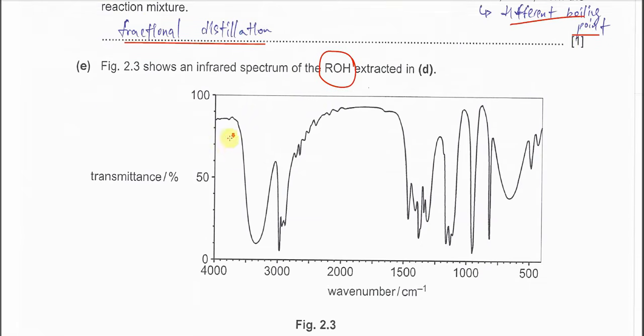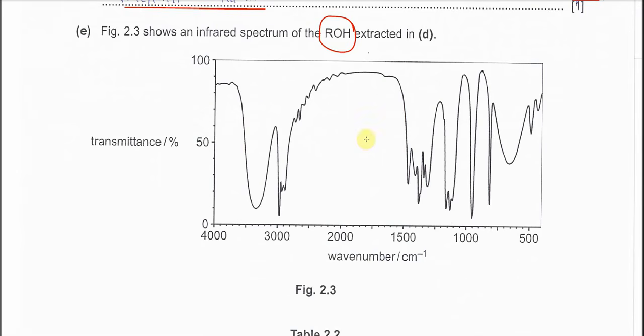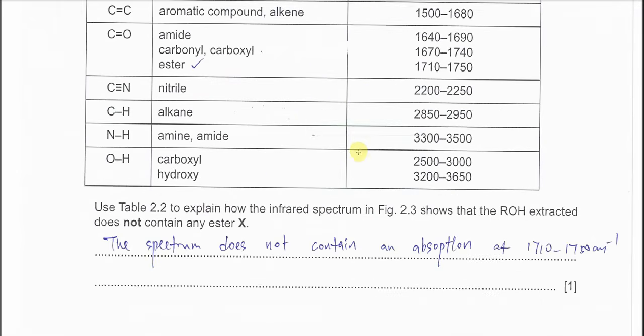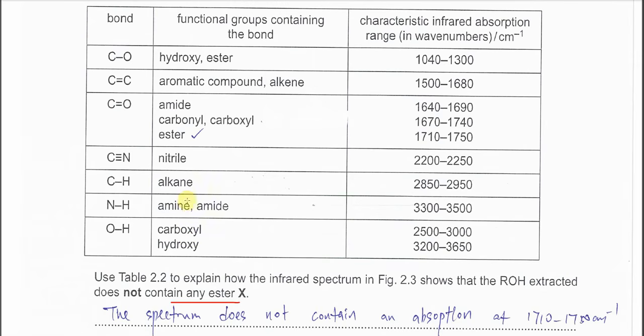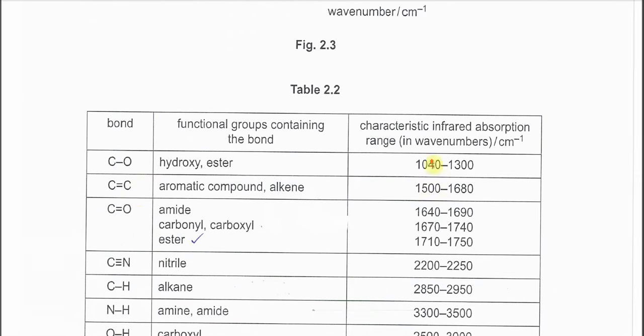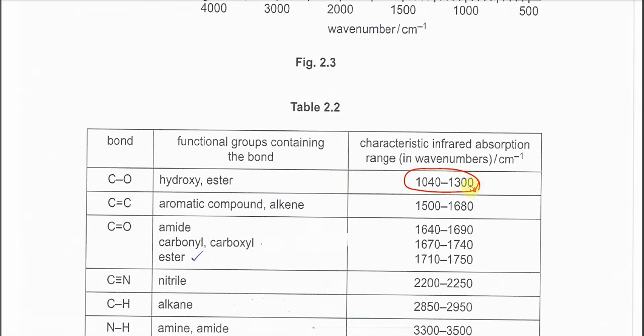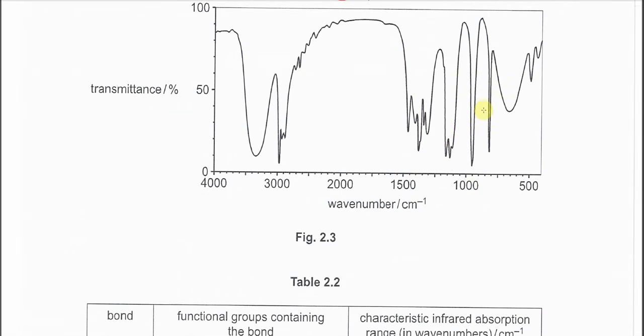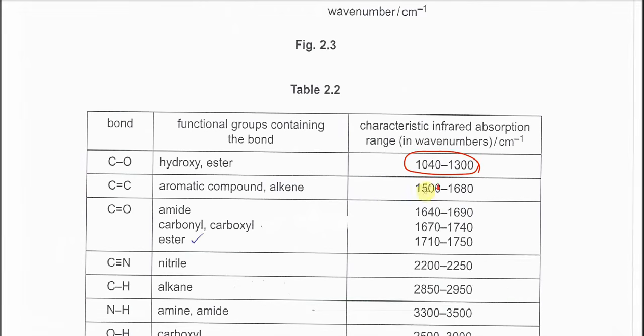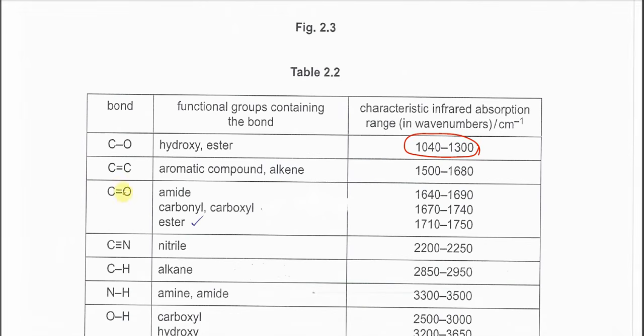Part E. Figure 2.3 is the IR spectrum of the alcohol extracted just now, right after this fractional distillation. Let's see what they asked: use table 2.2 to explain how the IR spectrum shows that the alcohol extracted does not contain any ester. You need to check this table. Where is the ester? The C-O is from 1000 to 1300, which is the fingerprint region, sometimes quite hard to see. It's better to aim for the C=O double bond for the ester, so you choose this one.